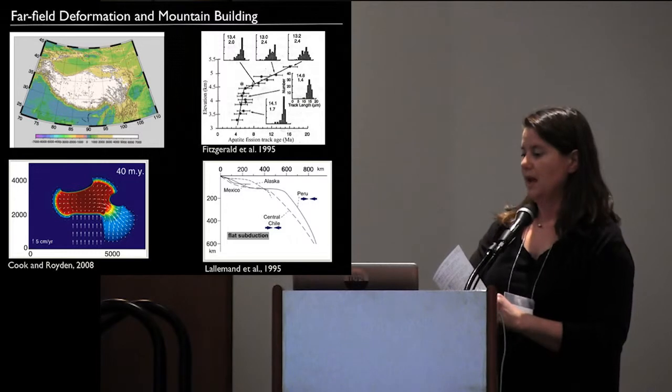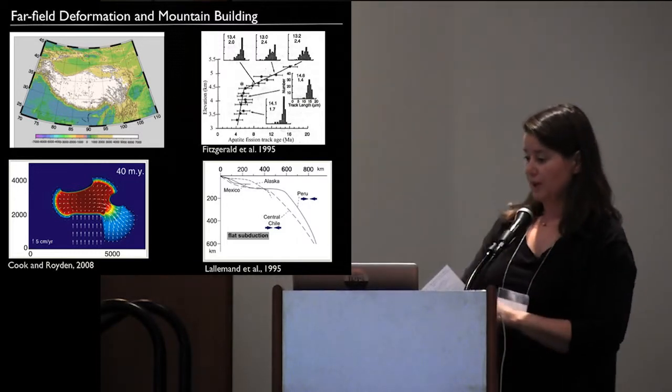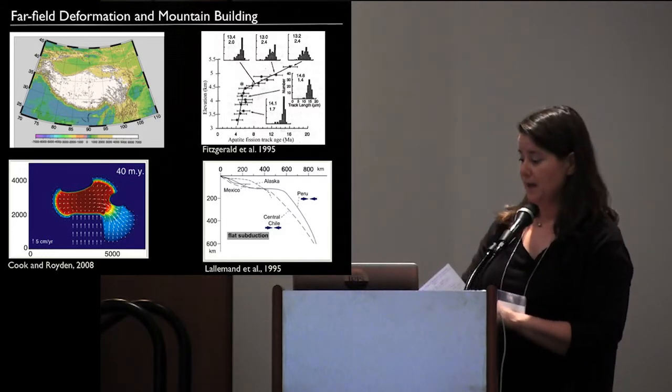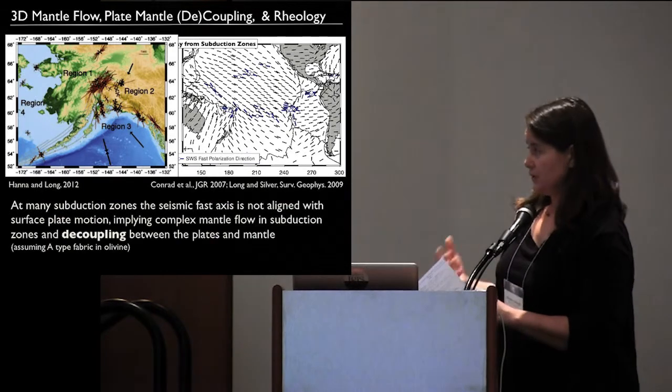And so this is a plot of apatite fission track data from the Central Alaska Range showing a change in slope around 5 Ma, indicating active uplift and exhumation. So it's interesting from that perspective.